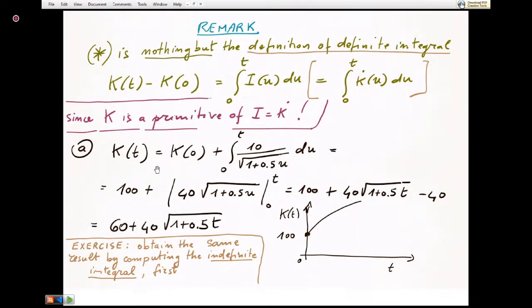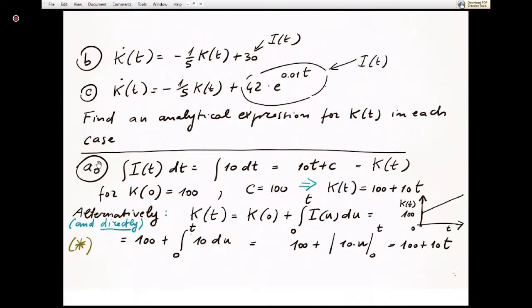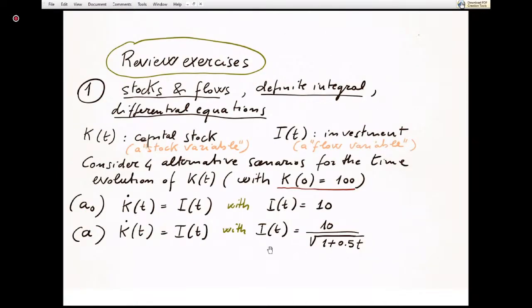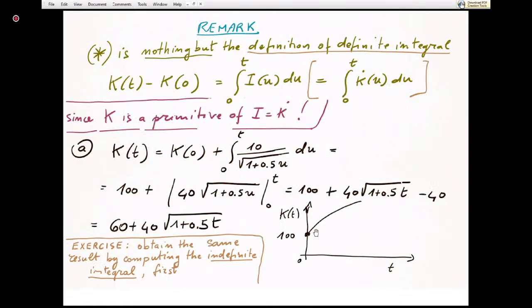Second, K(t), scenario A. Scenario A, which is the second scenario, now we have I(t) equal to 10 over the square root of 1 plus 0.5t. This is an elementary function. I can integrate this, an almost elementary integral, because it is a power function with exponent minus 1/2 of a linear function of u.